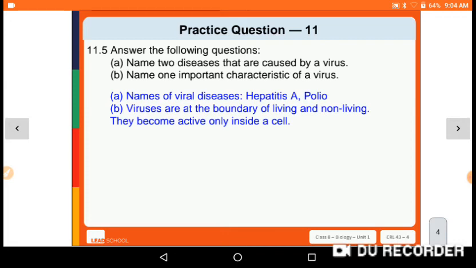Then let's see question number 5. Name two diseases that are caused by a virus. Polio and hepatitis A are caused by viruses. One important characteristic is that viruses are at the boundary of living and non-living. They become active only inside a cell. Viruses are present everywhere, but if they come in contact with a living thing they become active, otherwise they are not active. Some scientists say that there are many viruses under the snow. So due to global warming, when the snow melts, all the viruses will come in contact with the human body and spread all around the world.